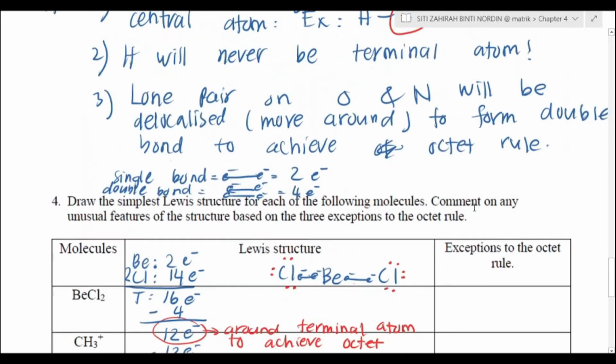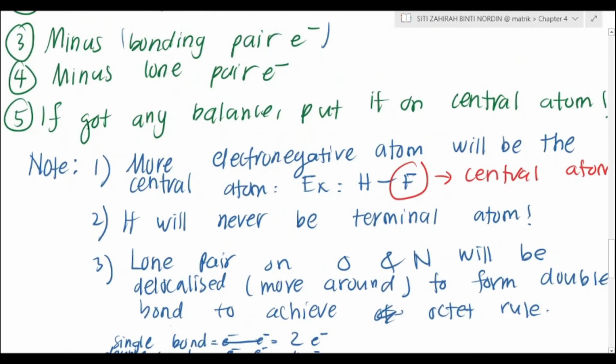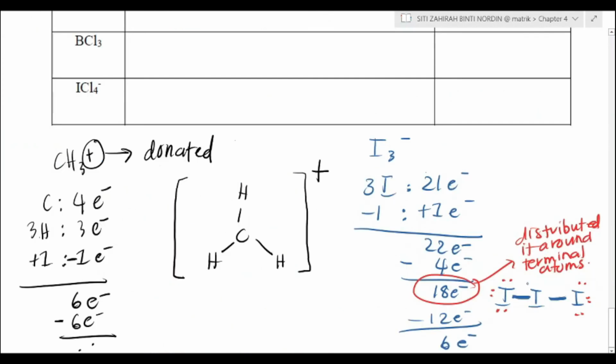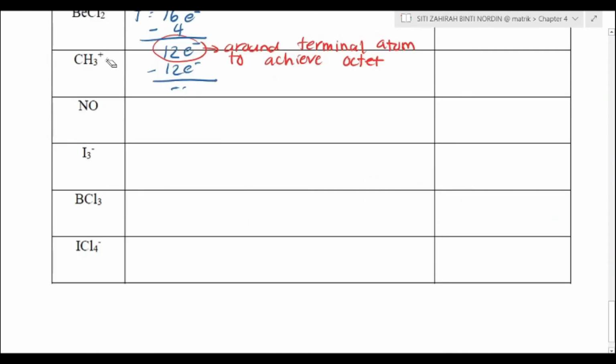So refer to the rules. If you have any valence left, put it on the central atom. So 2, 4, 6. Don't forget to have a bracket because this is a charged molecule. So this is your Lewis structure for I3 minus.